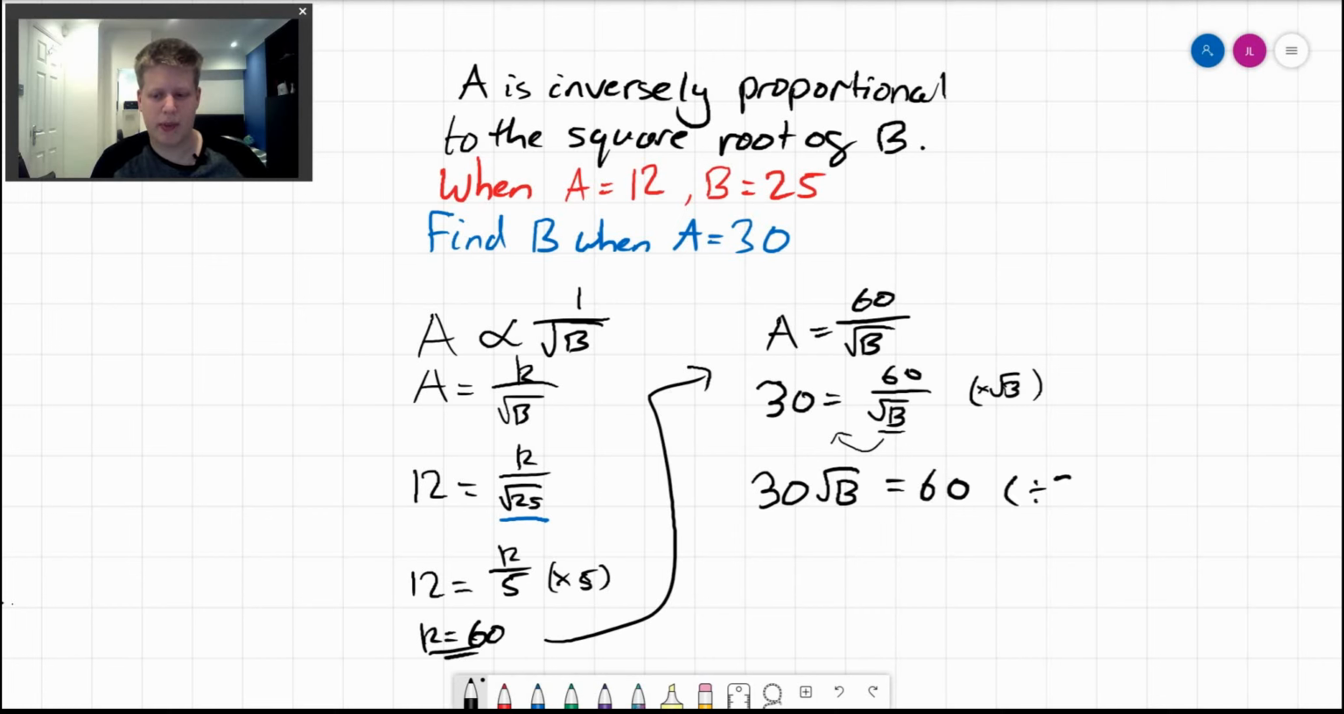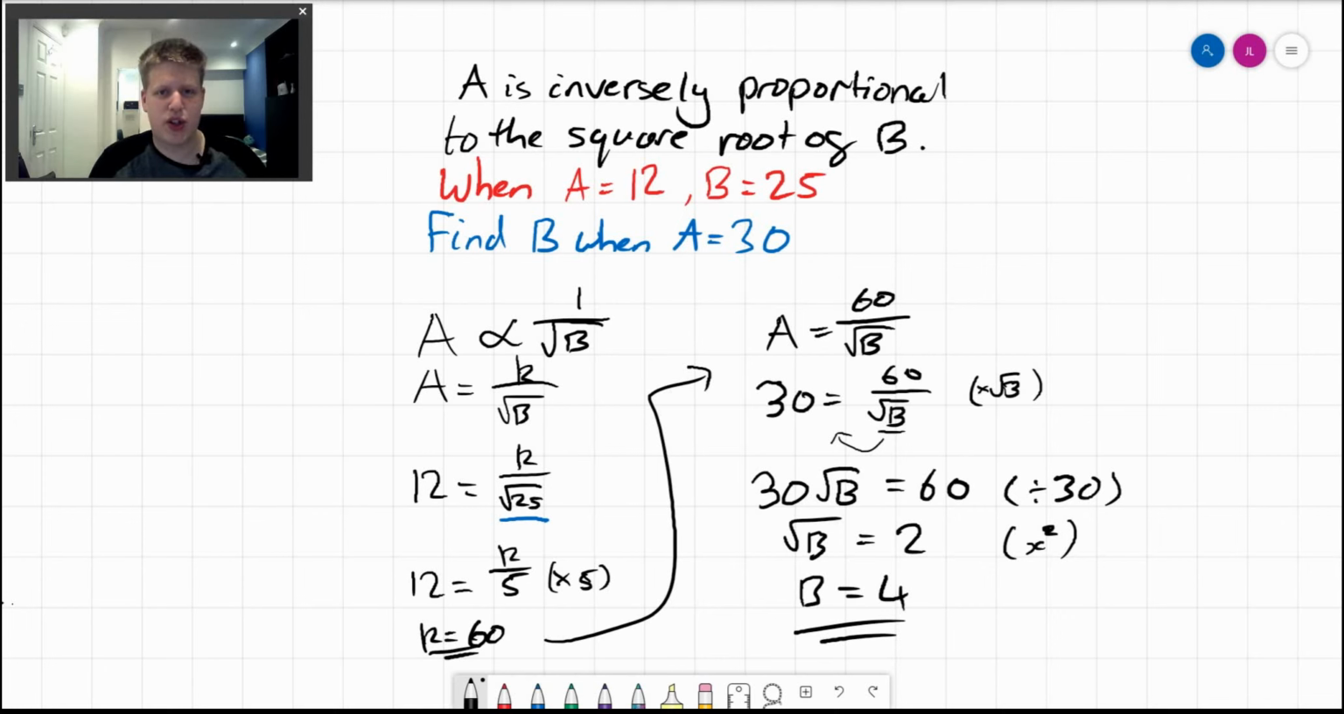And now let's divide by 30. So we're going to have the square root of b is equal to 2, because 60 divided by 30 is 2. The last bit, we need to get rid of that square root, so we're going to square both sides. So we'll have b is equal to 4. And that is our answer.